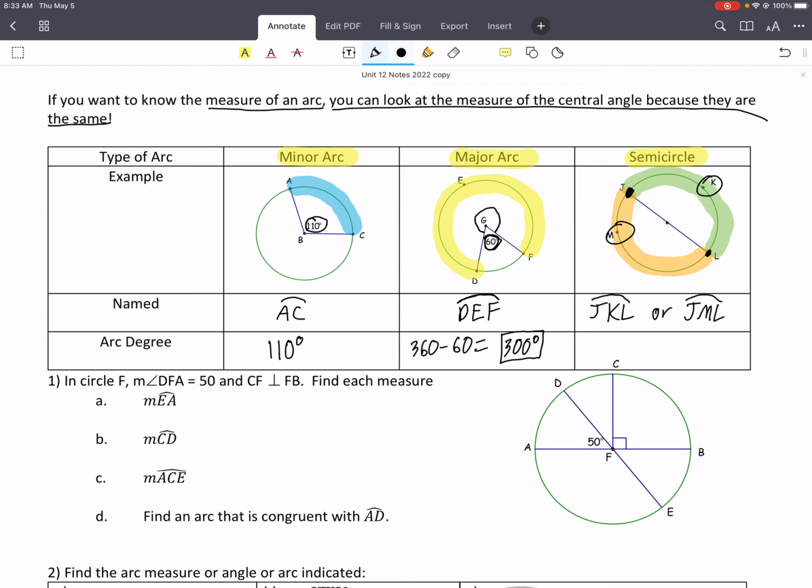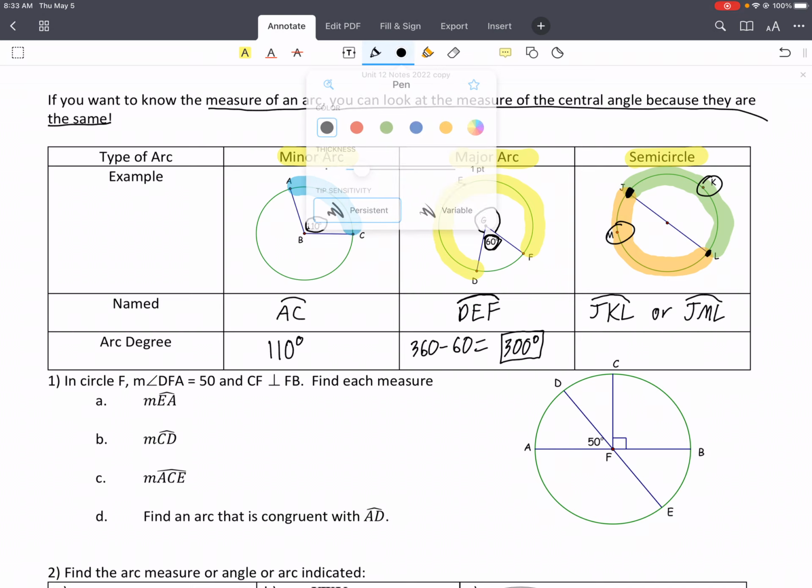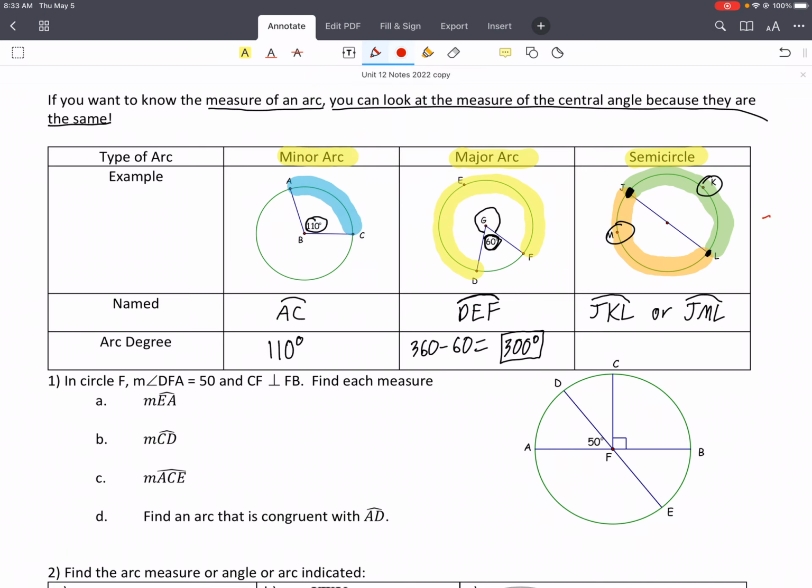Okay. And then since these are both half the circle, the measure is half the degrees of a circle, so basically we have 360 degrees, and then you just divide that by 2, so those measure 180 degrees. Ta-da!